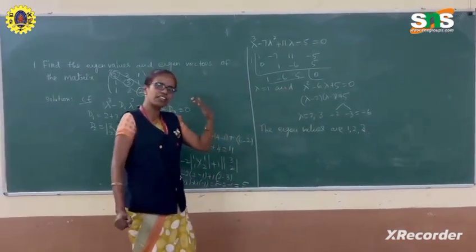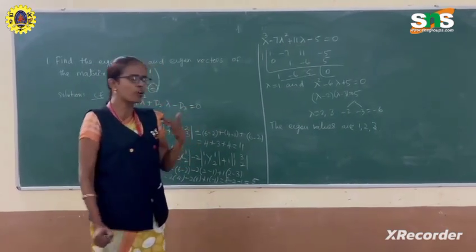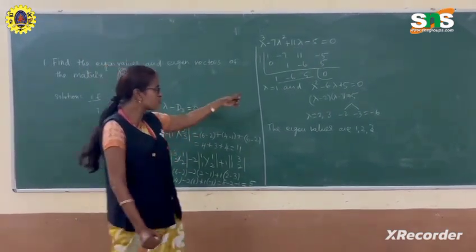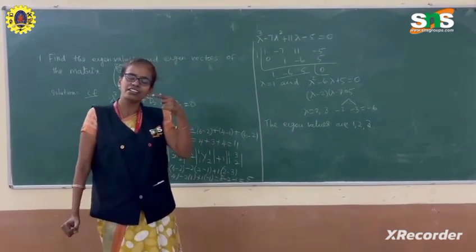Then we are going to find the eigenvector. The eigenvector has its own formula. Using that formula, we are going to find the answer. Before that, check the eigenvalues. This is the case we are seeing in today's class.